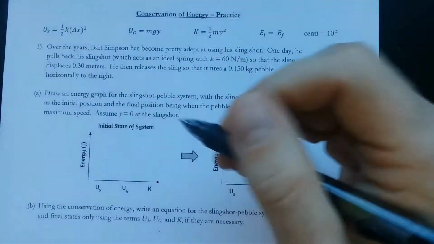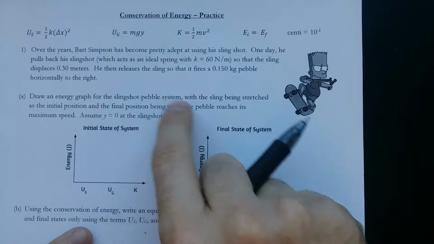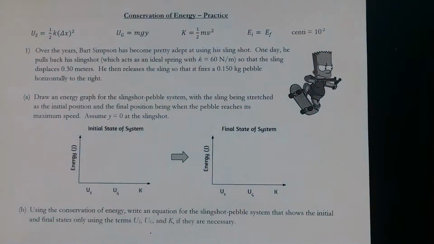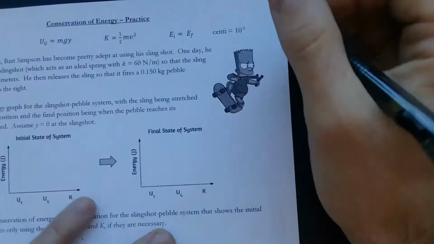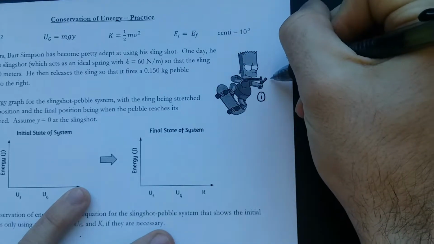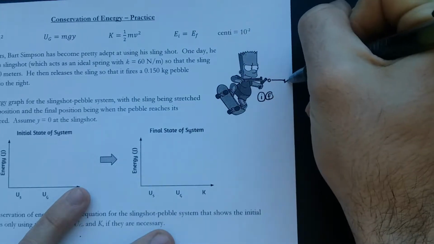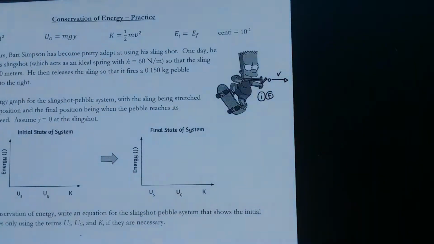Okay. Draw an energy graph for the slingshot pebble system with the sling being stretched at the initial position and the final position when the pebble reaches maximum speed. Always got to read what's going on in the problem, but it looks like in the beginning I'm looking at this, and the end is going to be right after this point when the pebble is moving very quickly to the right and has that big speed.